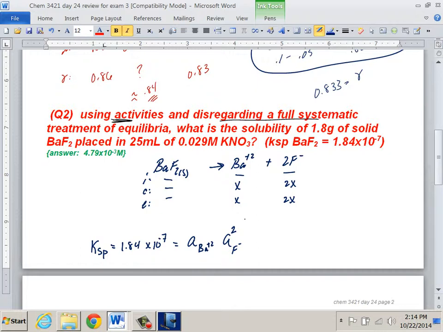So usually we write the concentrations of products over reactants, but they want activities. So don't use concentrations, use activities. So the activities of the products over reactants, that would be barium and fluoride squared. And then put in the rest of it. Activity of barium, concentration of barium. Whoa, what happened there? The activity of fluoride, concentration of fluoride.